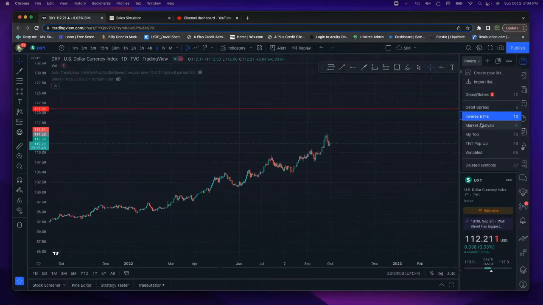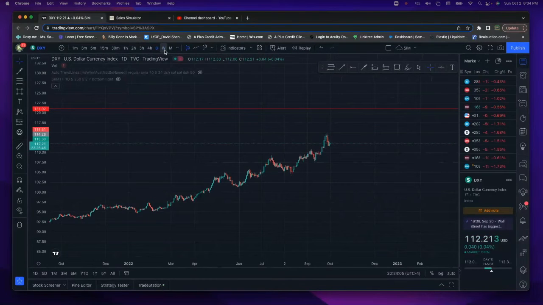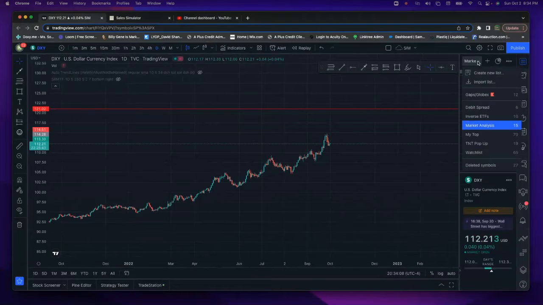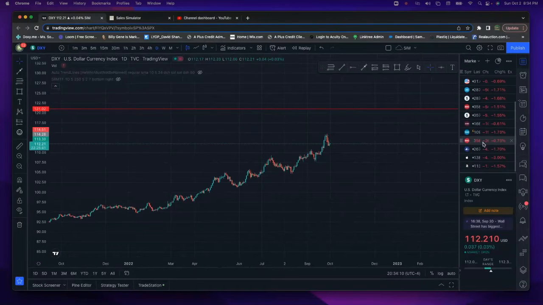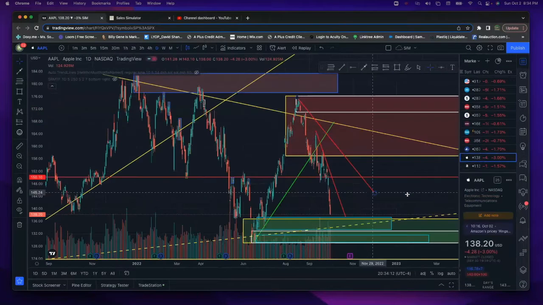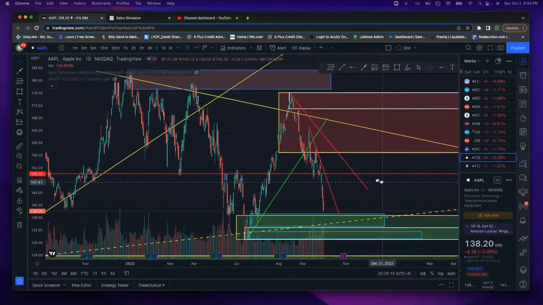One other thing I want you guys to look at before I jump to Apple, one thing the market is doing, and actually I think it's on Apple as well, but the market is oversold right now. We're in extreme oversold territory. What does that mean? Let's look at it.